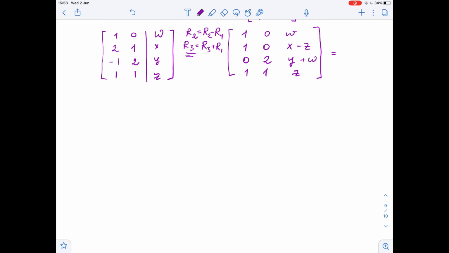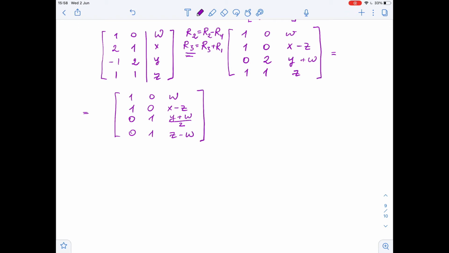Great. Next, we will just rewrite the first row. We also will leave the second row the same, so 1, 0, X minus Z. But now we will divide the third row by 2, so here we'll have 0, 1, Y plus W over 2. And for the fourth row, we will subtract the first row from it. So here we will have 0, 1, Z minus W.